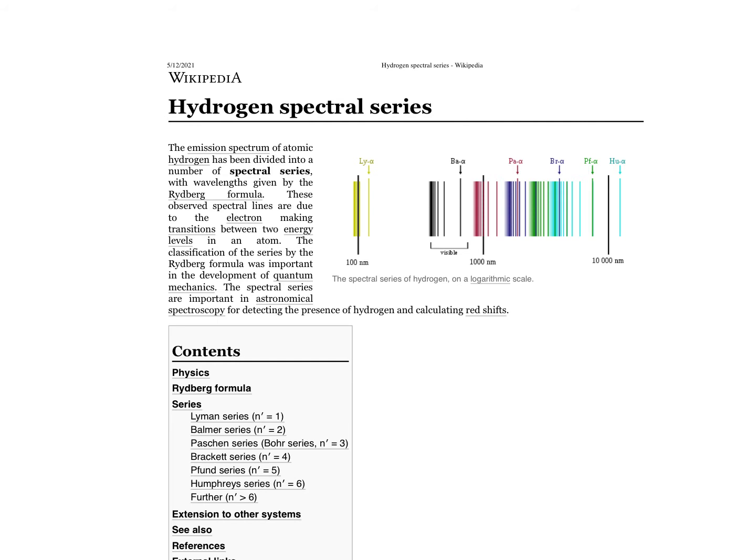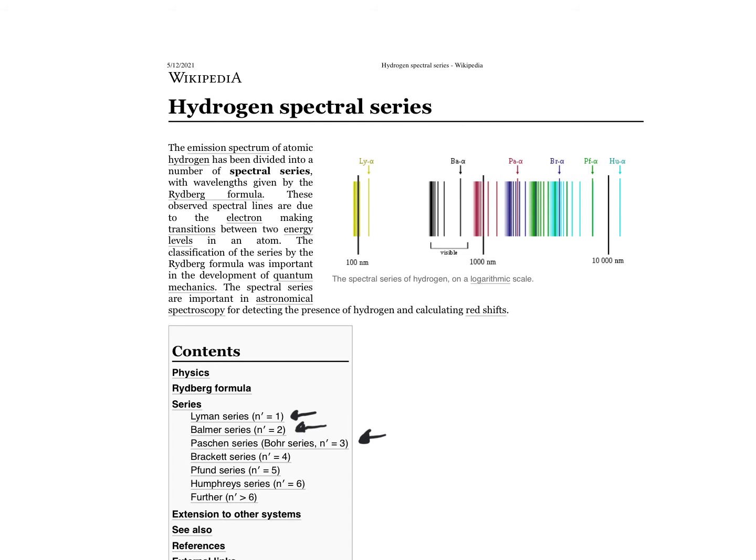What are we doing with hydrogen? Hydrogen has a bunch of energy levels. There's more than 6 different energy levels, and the jumps down to those energy levels each have different numbers. If the electron drops to the first energy level, that's the Lyman series. Balmer's dropping down to the second. Paschen, or Bohr series, dropping down to 3. Brackett 4. Pfund 5. Humphreys 6. And there's others that just don't have special names.